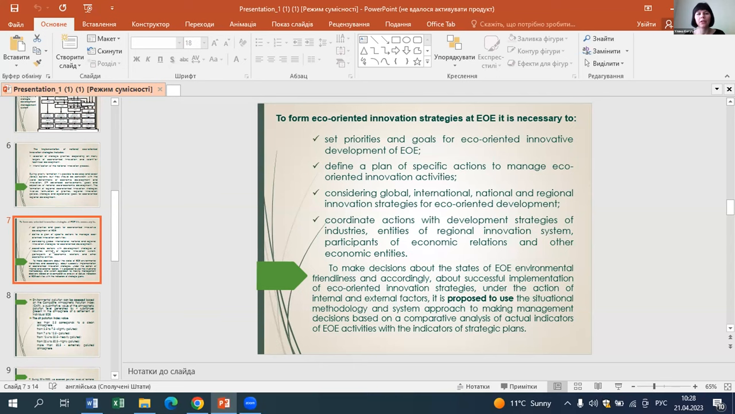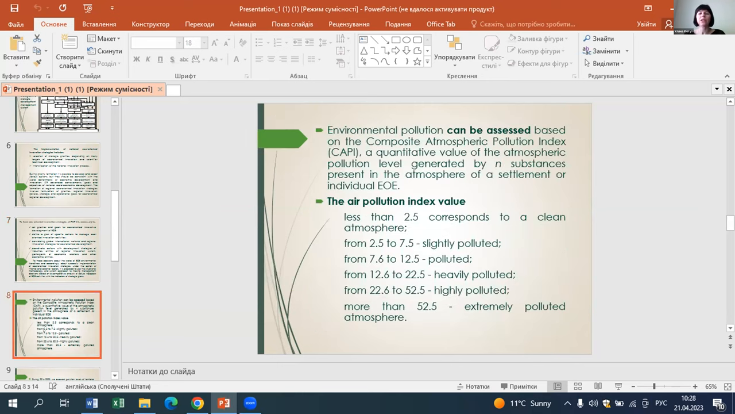making management decisions based on a comparative analysis of critical indicators of eco-oriented enterprise activities with the indicators of the strategic plan. Environmental pollution can be assessed based on the composite atmospheric pollution index. It is the quantitative value of the atmospheric pollution level generated by substances present in the atmosphere of a settlement or individual eco-oriented enterprise. Here you can see different levels of air pollution based on the air pollution index values.